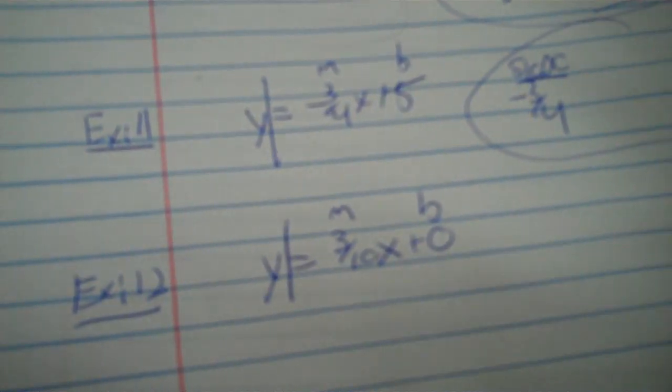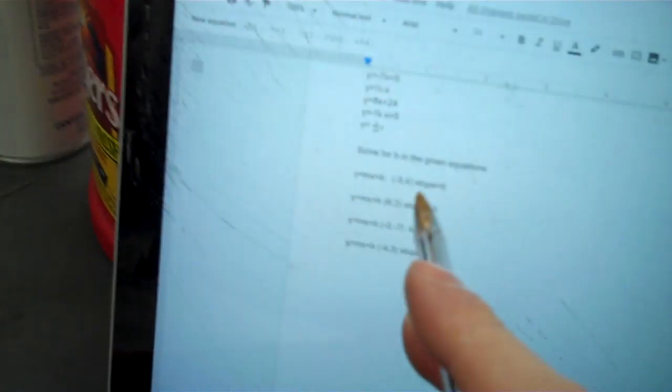Example 12. Y equals 3/10 x. M, remember to put plus 0, that's your b. So the slope is 3/10 and the y-intercept is 0. Okay. So far we haven't had to make any calculations. We're just looking at things and writing them out. Now you will have to make some calculations here. It says solve for b in the given equations. It says, and this is example number 13.